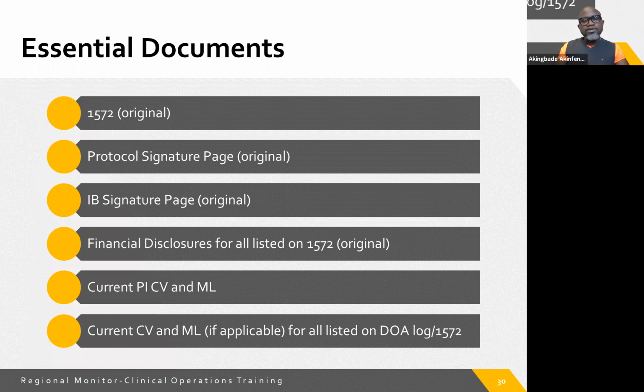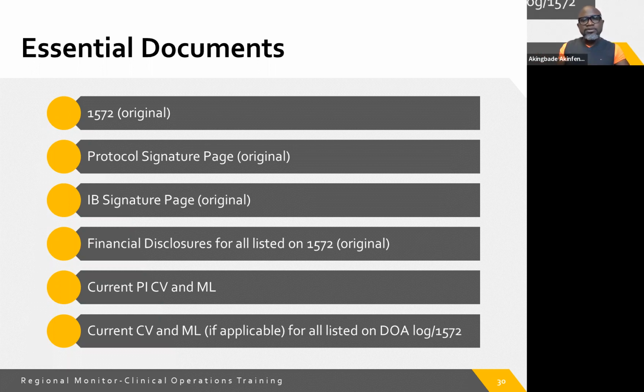So we'll need the protocol signature page, the original signed by the PI. We need the investigational brochure signature page. We want to see it signed. We want to see the financial disclosure form for all listed on the 1572. So the financial disclosure form would just show there is no conflict of interest within the participants on the trial or the sponsor itself. So just to ensure that there's no conflict of interest in the trial.